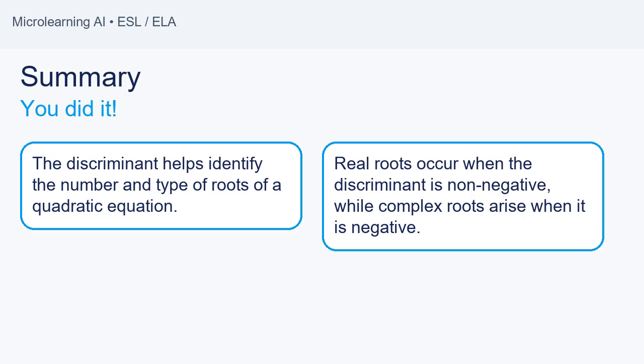Summary: the discriminant helps identify the number and type of roots of a quadratic equation. Real roots occur when the discriminant is non-negative, while complex roots arise when it's negative.